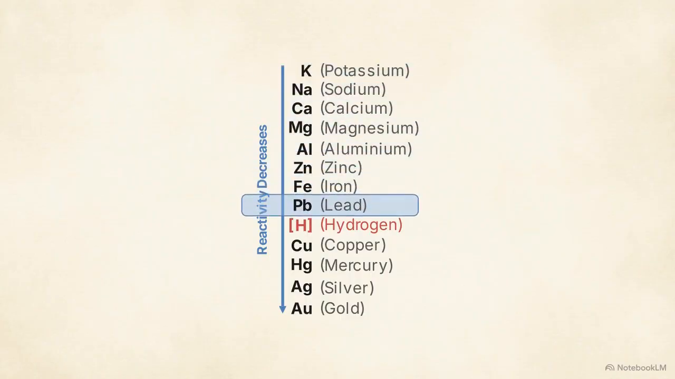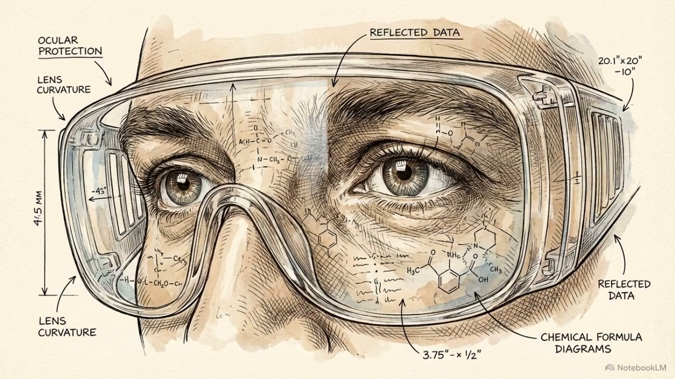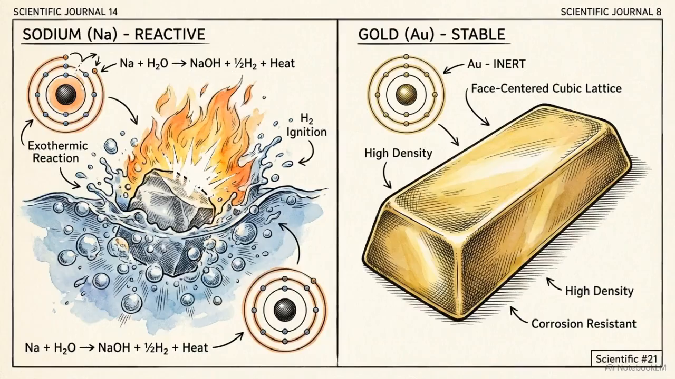It places volatile potassium at the top, drops past iron and lead, crosses the hydrogen baseline, and bottoms out with highly stable gold. We can use this specific ranking to predict exactly how a metal will behave in a chemical reaction, but it only describes the hierarchy. It doesn't explain the underlying mechanics causing these drastic differences. To understand why sodium explodes while gold sits quietly, we have to look inside the atoms themselves.